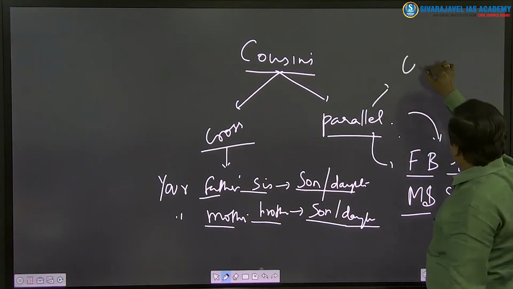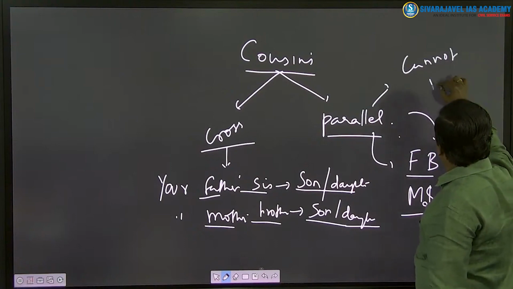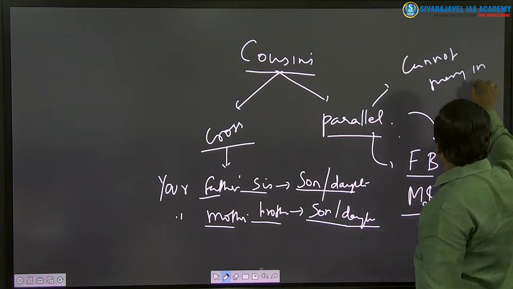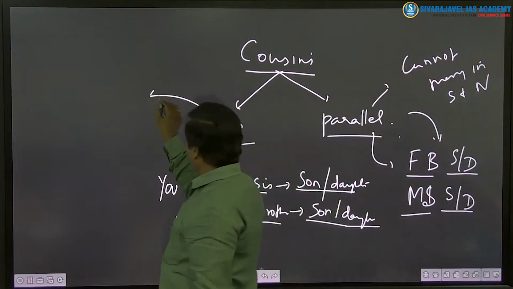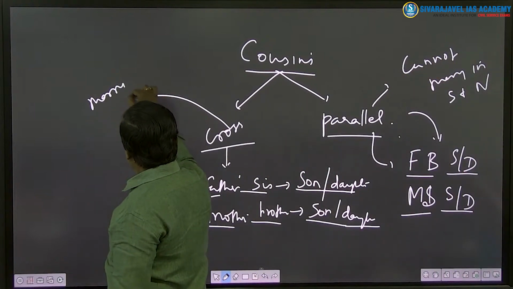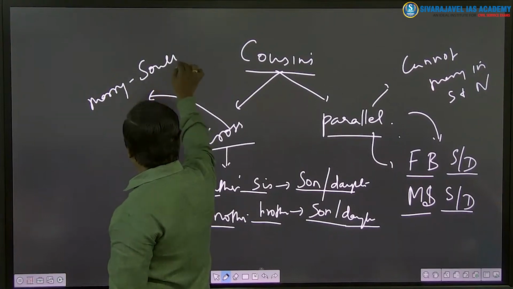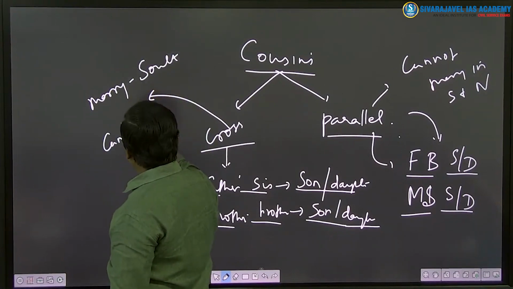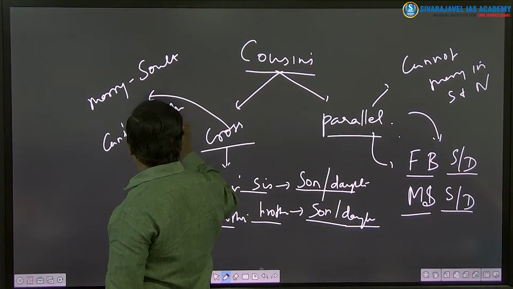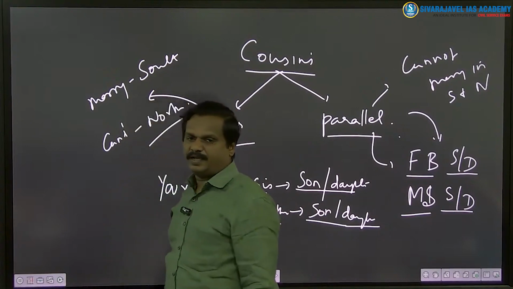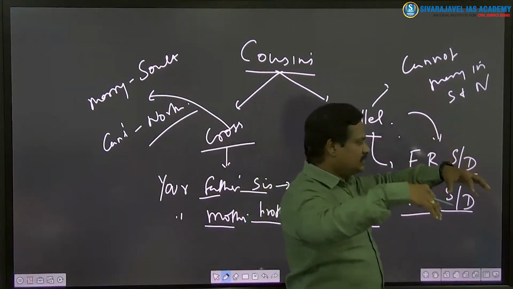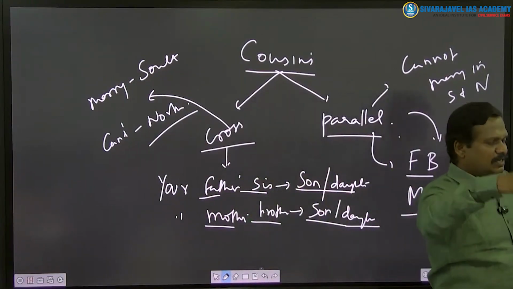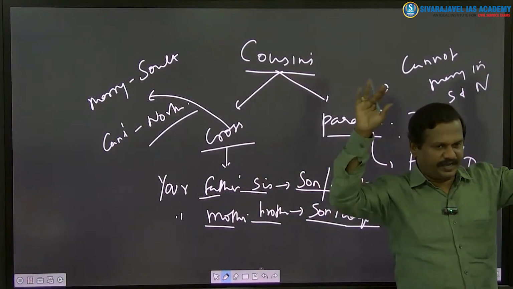Parallel cousins cannot marry in South as well as North, but cross cousins can marry in South and cannot marry in North. So it depends. India has multiple cultures. Based on those cultures, marriage rules are clearly specified.